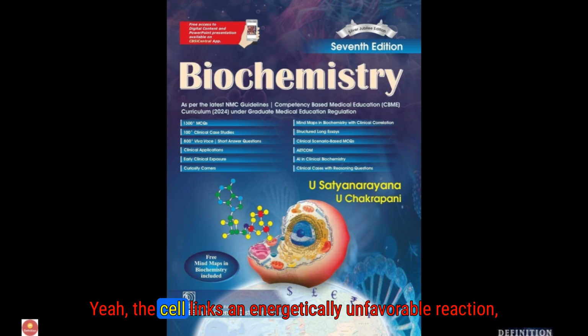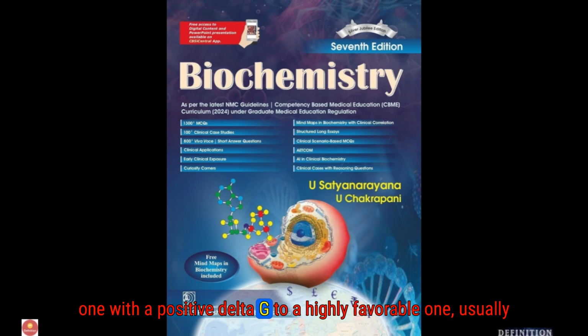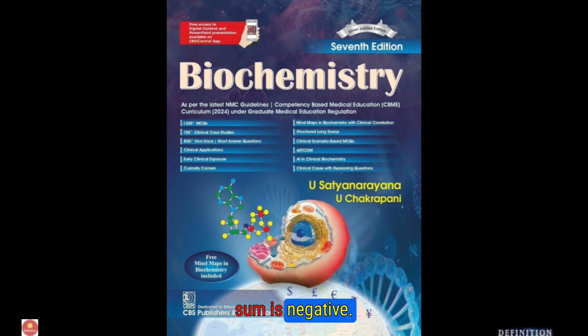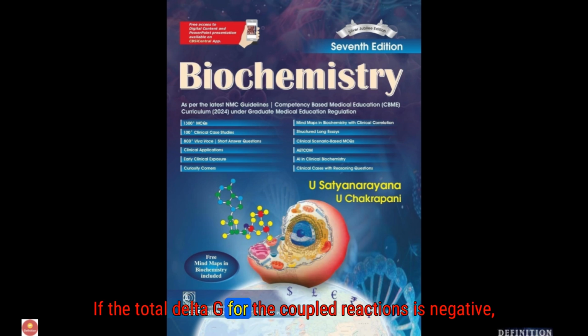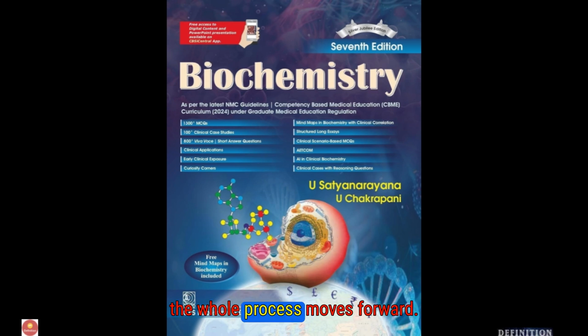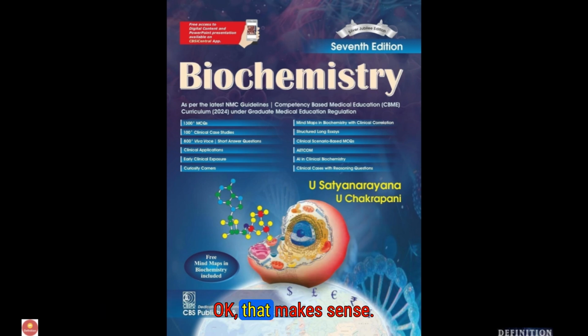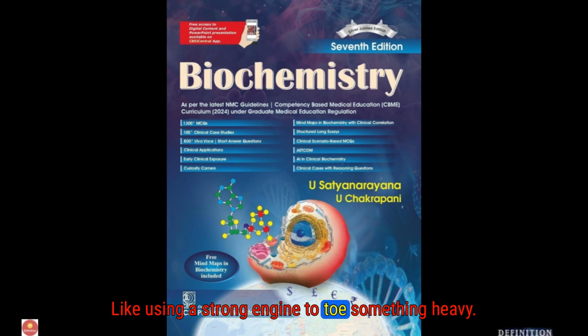Additive. Yeah. The cell links an energetically unfavorable reaction, one with a positive delta G, to a highly favorable one, usually ATP hydrolysis, which has a big negative delta G. So the overall sum is negative. Exactly. If the total delta G for the coupled reactions is negative, the whole process moves forward. The favorable one basically pulls the unfavorable one along. Okay, that makes sense. Like using a strong engine to tow something heavy.